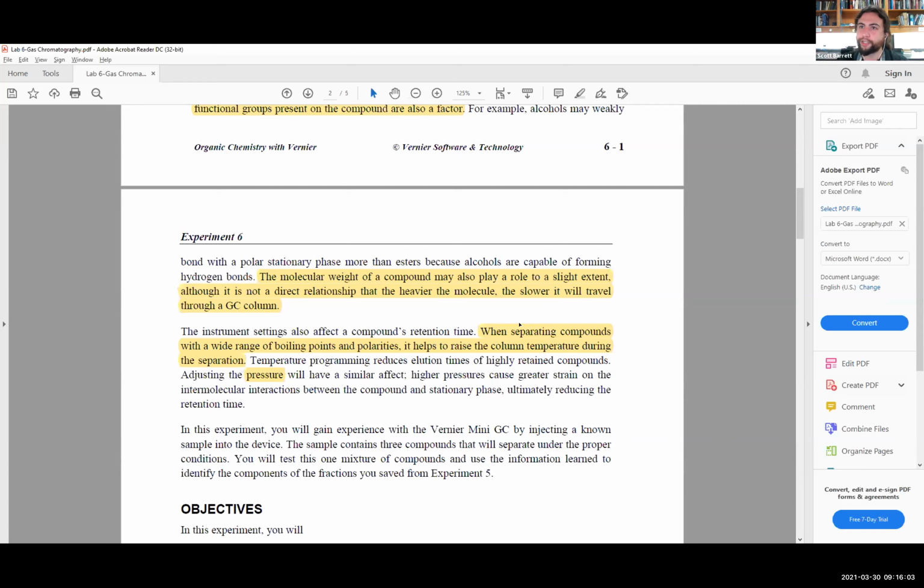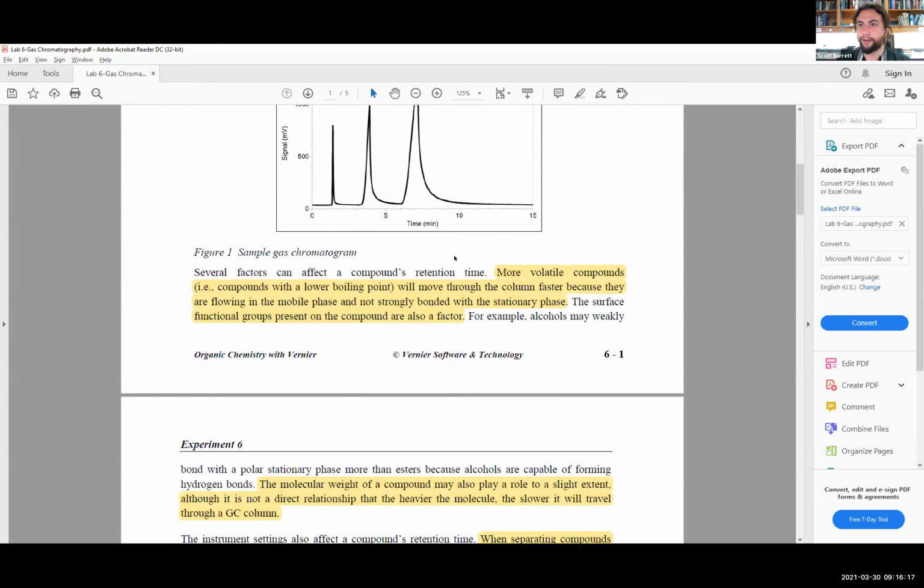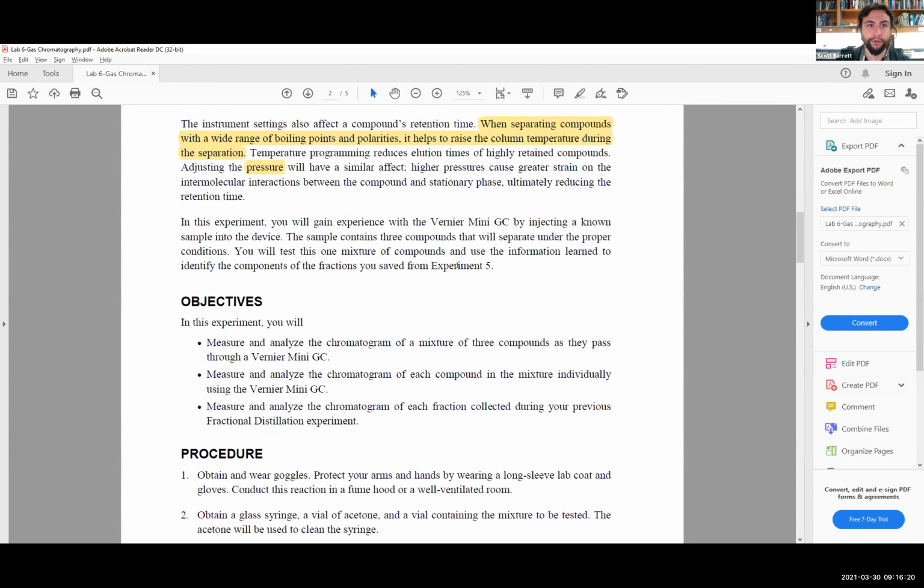But the changing of temperatures and pressures, we're not going to be doing in this lab. This is more of a basic analysis and understanding of how not only to perform gas chromatography, but also how to analyze the data that we're given by, say, figure 1 here in the charts that will be given for your data. Additionally, pressure in the same way can be changed. High pressure can cause greater strain on the intermolecular interactions between compound and stationary phase, reducing retention time. So it would mean that something that's highly nonpolar will stick less because the pressure is pulling it through the machine more. That is just another thing.